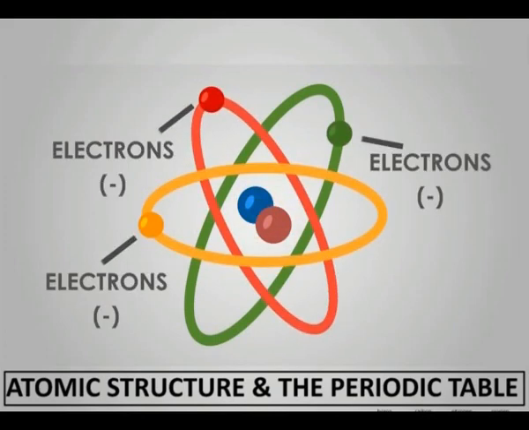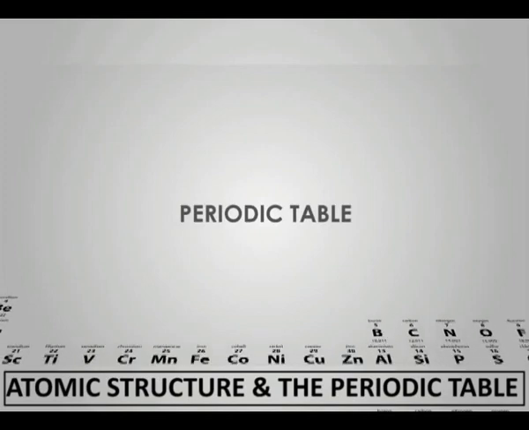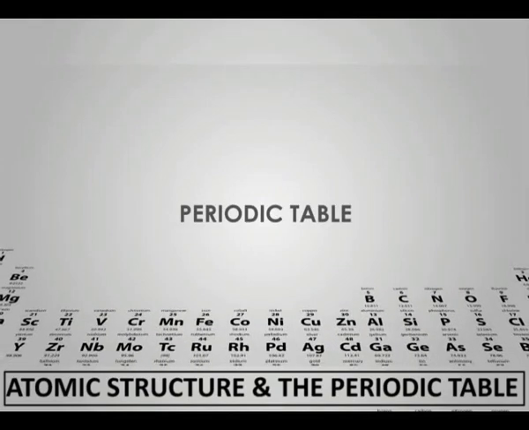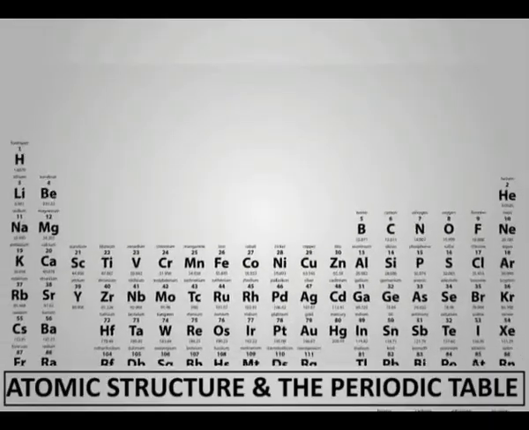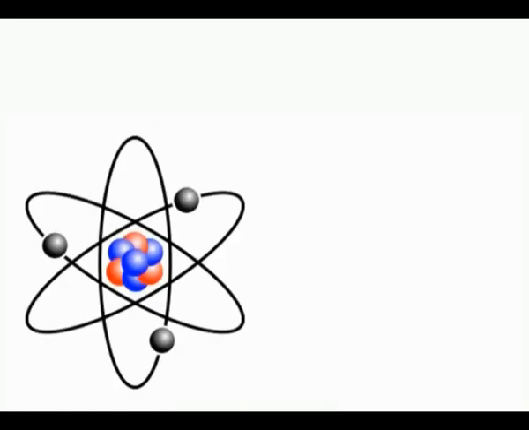Chapter 1: Atomic Structure and the Periodic Table. Previously, we said that all things in the world are made of tiny indivisible particles called atoms.